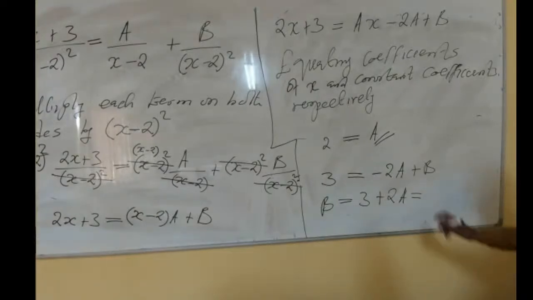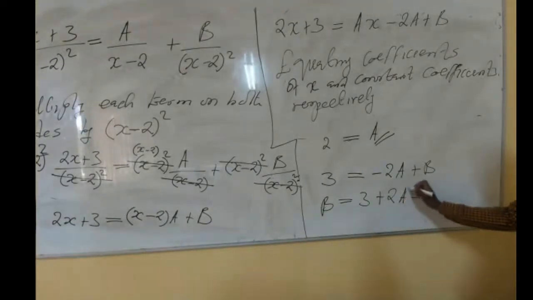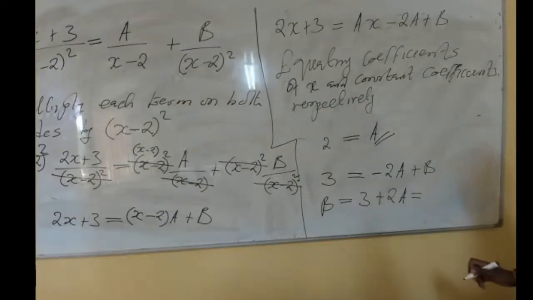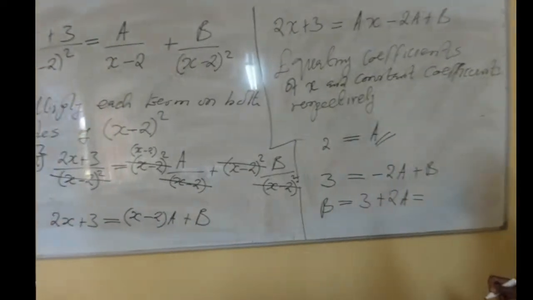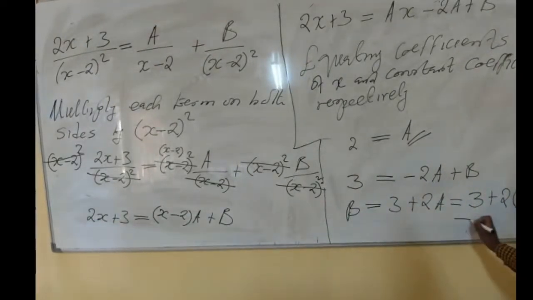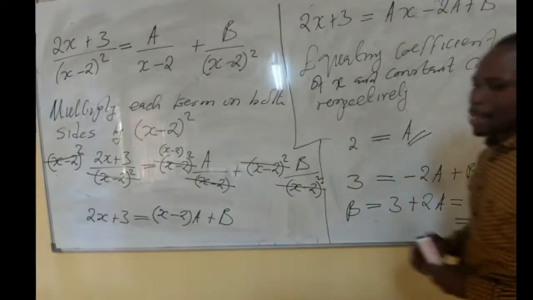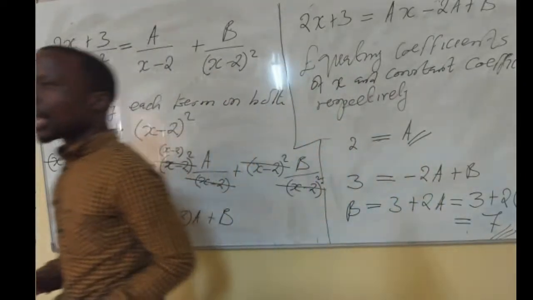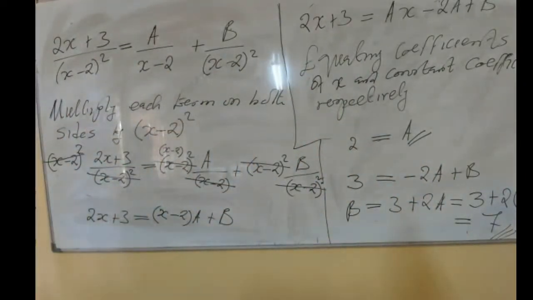So this means you substitute where there is a in this equation, a 2. So what you're going to get is 3 plus 2 times 2, which will give us 7. So what you have found is that a is equal to 2, b is equal to 7.